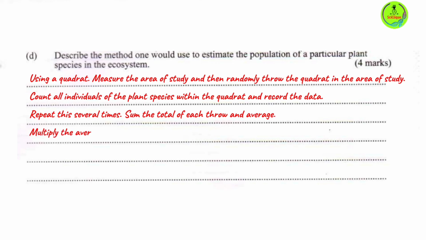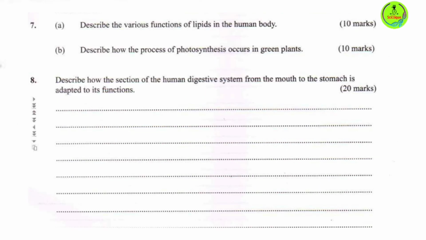You're going to repeat this several times, 3 or more times, and the totals in each throw are going to be summed up, then averaged. Multiply the average with the total area of the study to get the approximate total population of the plant in the habitat. Our last part, the essay question.